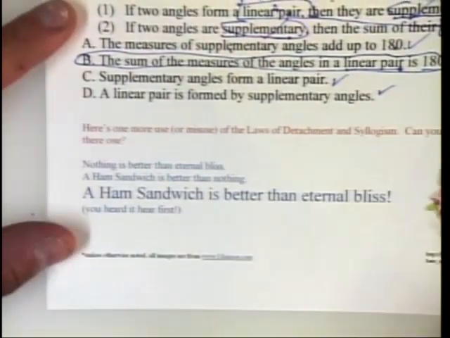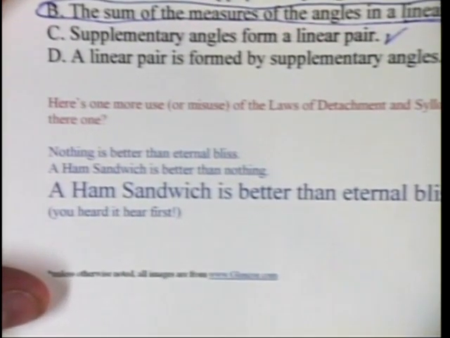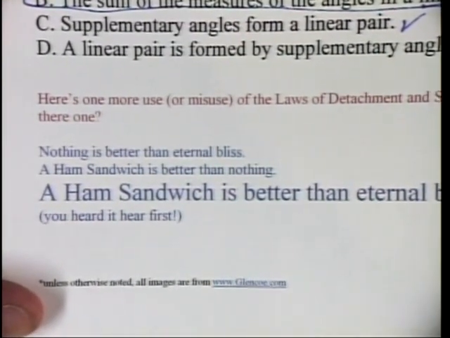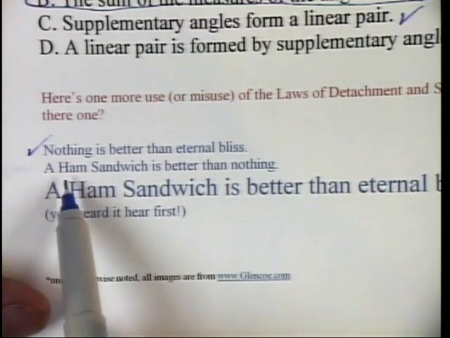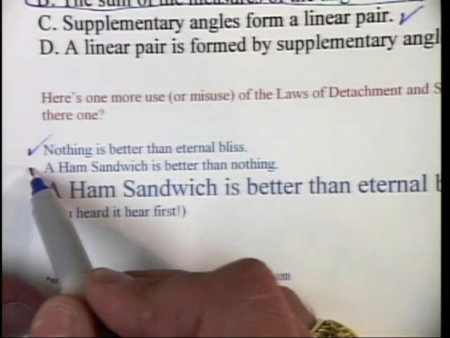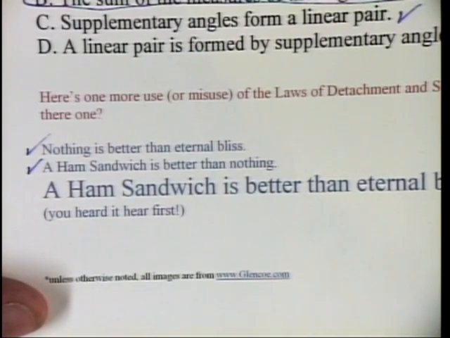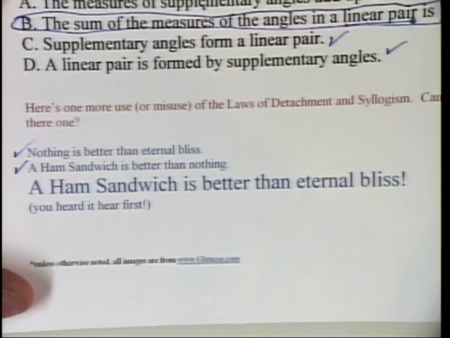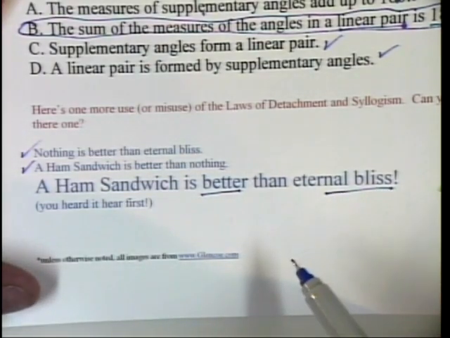Here's the statement. Nothing is better than eternal bliss. I don't think anyone out there is going to disagree with that. So that would be statement A. Statement B. A ham sandwich is better than nothing, right? I mean, who's going to argue with that? What would you rather have, nothing or a ham sandwich? Ham sandwich sounds pretty good. Now, by the law of syllogism, it follows that a ham sandwich, then, is better than eternal bliss.